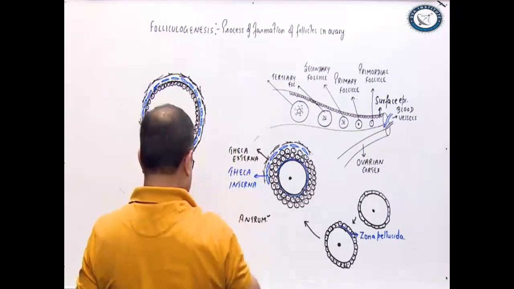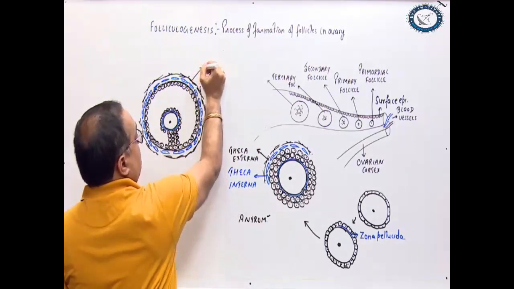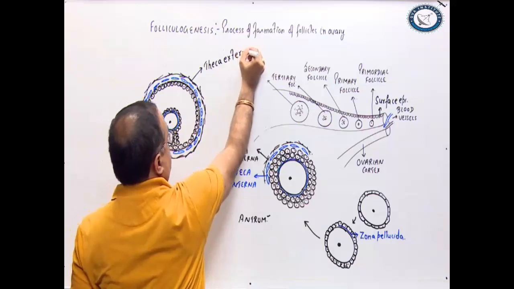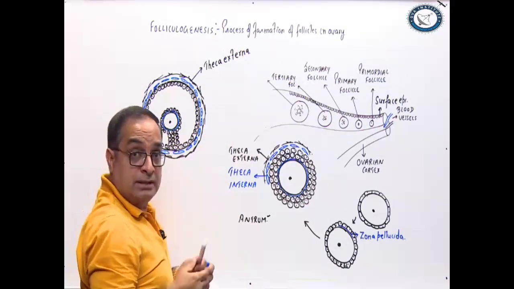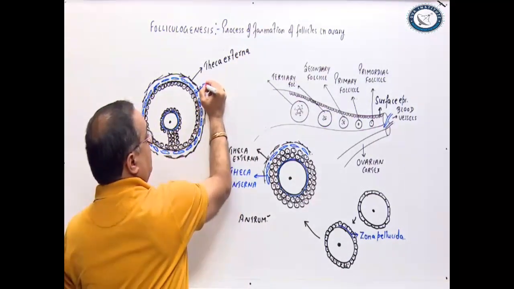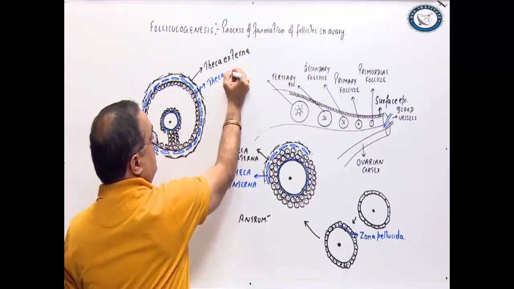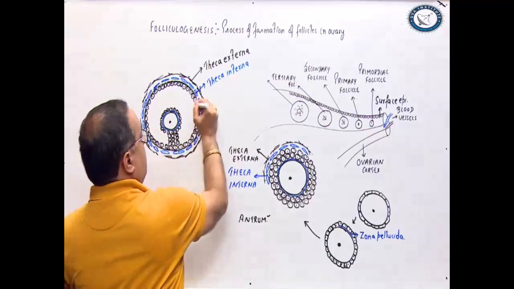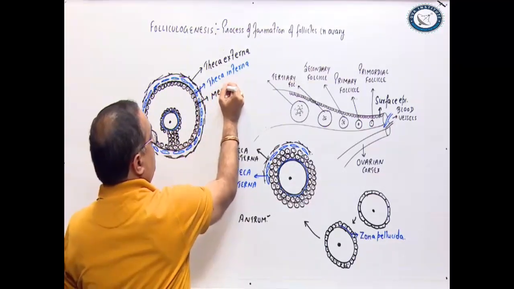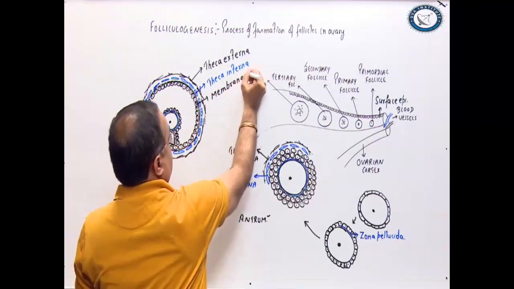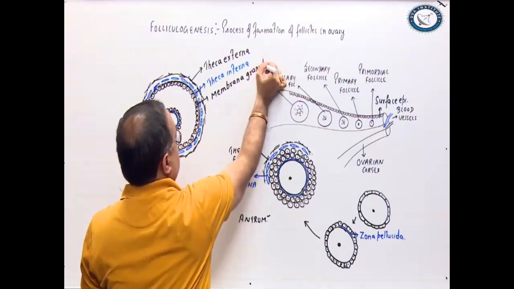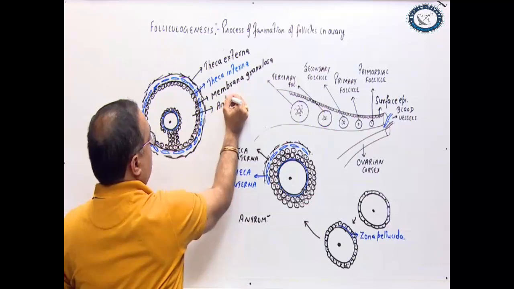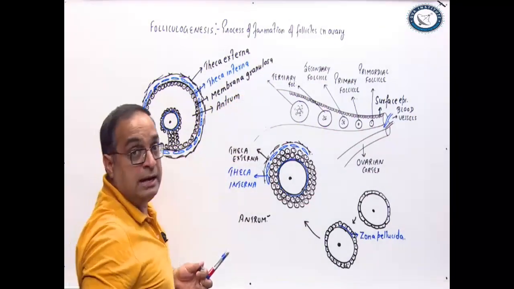Let's label this. The outermost layer, as I said, is theca externa. Okay, below that is what? Theca interna. This is theca interna. Below that is membrana granulosa, layer of granulosa cells, membrana granulosa. This cavity is the follicular cavity or the antrum.